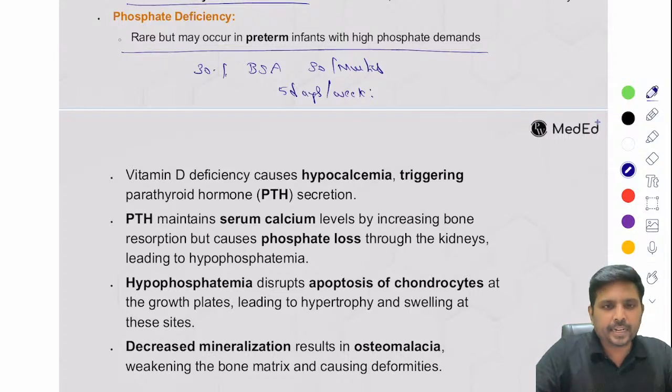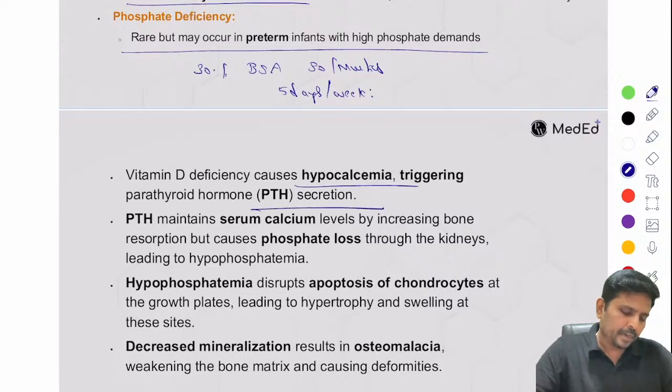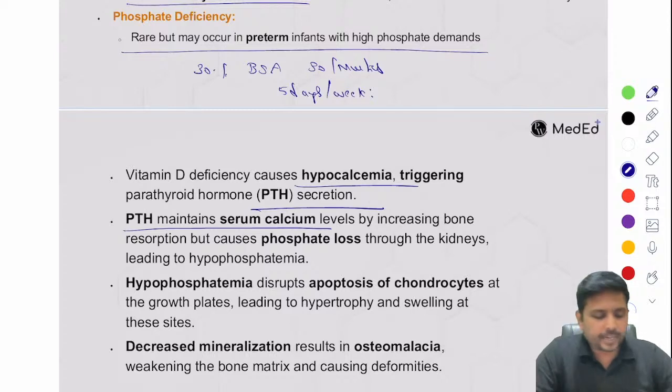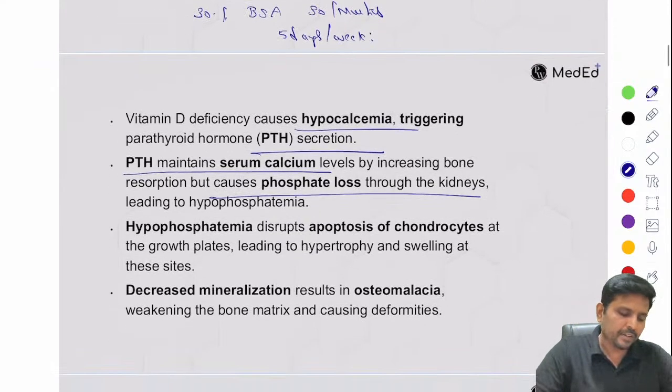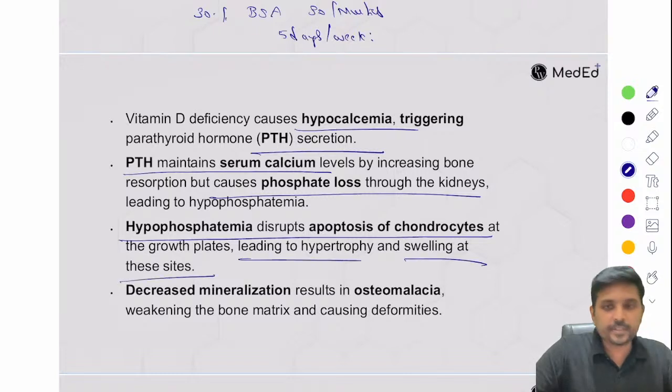As we discussed already, vitamin D deficiency usually manifests with tetany. So, with the tetany, one. Second point is hypocalcemia and parathyroid hormone. These are all the things we saw. Parathyroid hormone maintains serum calcium but decreases phosphorus level. So this hypophosphatemia in turn causes apoptosis of chondrocytes, leading to hypertrophy and swelling at these sites.